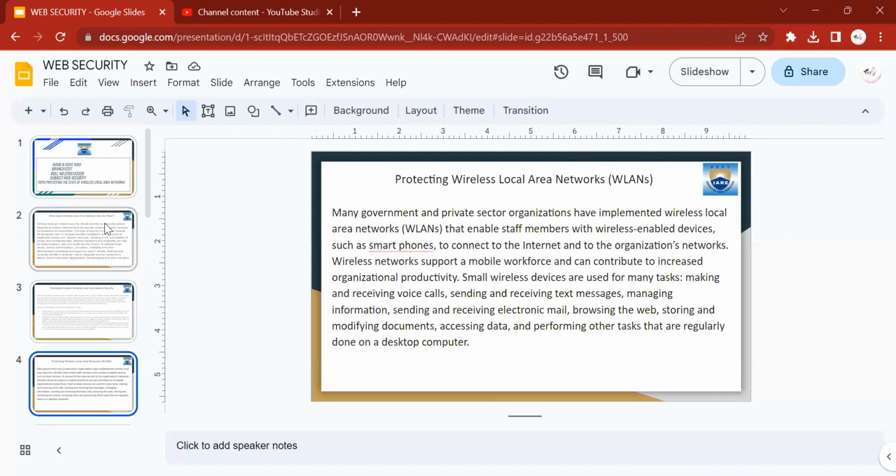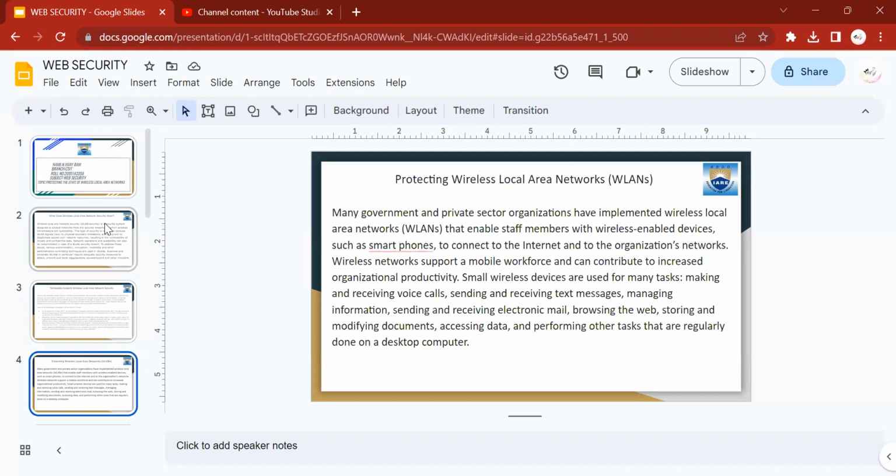Many government and private sector organizations have implemented wireless local area networks that enable staff members with wireless enabled devices such as smartphones to connect to the internet and to organizations' networks. Wireless networks support a mobile workforce and can contribute to increased organizational productivity.